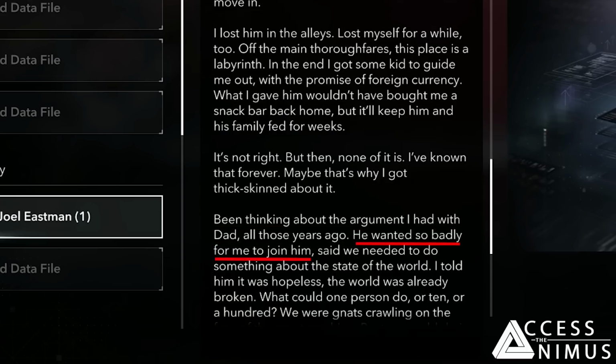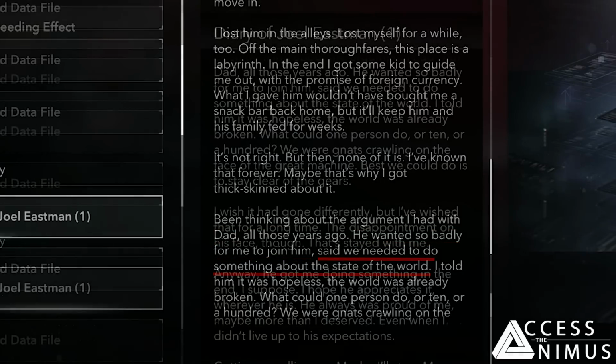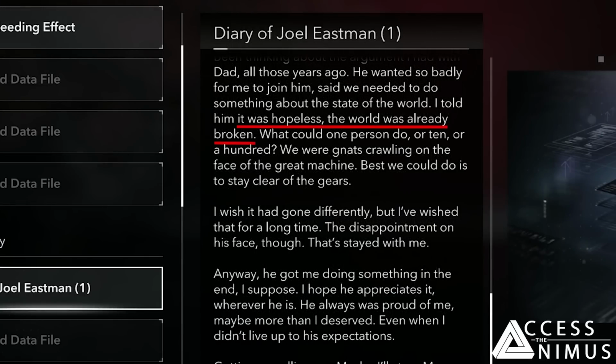where his father desperately asked him to join him so that they could change the world together, but Joel answered negatively, that it was too late to mend the world, that the so-called Great Machine was too strong to counter, and this was a huge disappointment to Joel's dad.